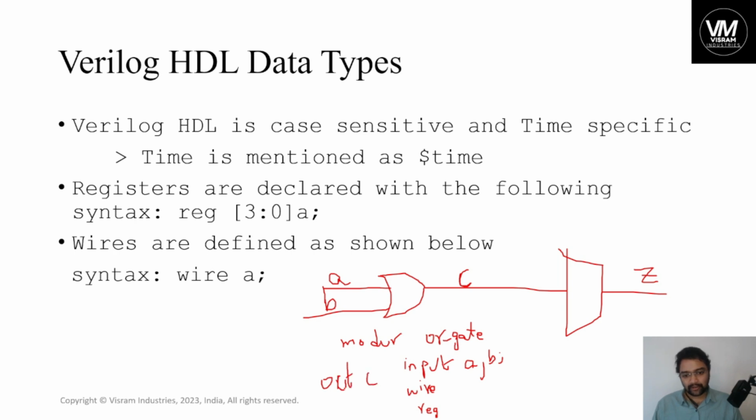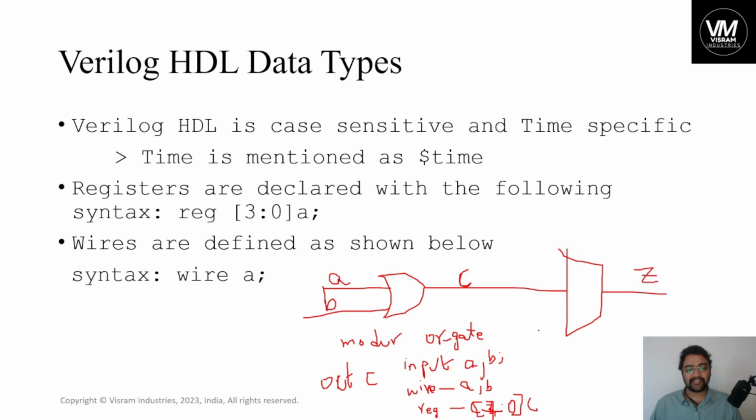We need to write the output, but I am writing shortcuts. Output is C. Now the wires are A and B. What is a register? C. This is how we declare it. Now we can declare a register as, okay, C, a 4-bit register, 4-bit output. Or we can declare a 5-bit one also. We can declare 8-bit, like 7.